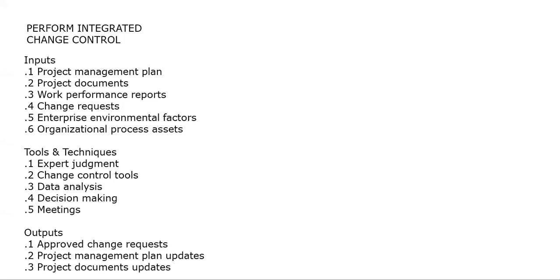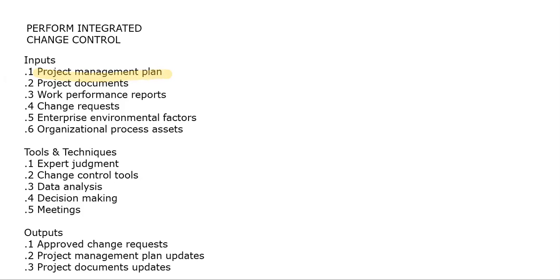So every one of the 49 processes in the PMBOK Guide, 6th edition, except 2, you will see project management plan as an input. That is one of the recurring themes. Okay. This process, performing integrated change control, is no different. It has the project management plan as an input. Now, the more processes you look at, the more recurring themes you'll see. Some of these themes are not as frequently recurring.